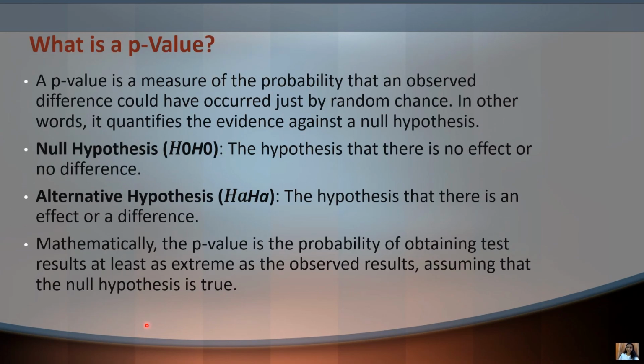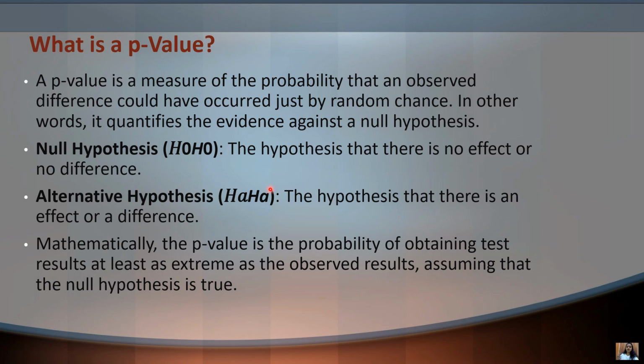So moving on to the next topic, that is the p-value. The p-value is a measure of the probability that an observed difference could have occurred by random chance. In other words, it quantifies the evidence against the null hypothesis. So what is the null hypothesis? It is referred to as H naught: the hypothesis that there is no effect or no difference.